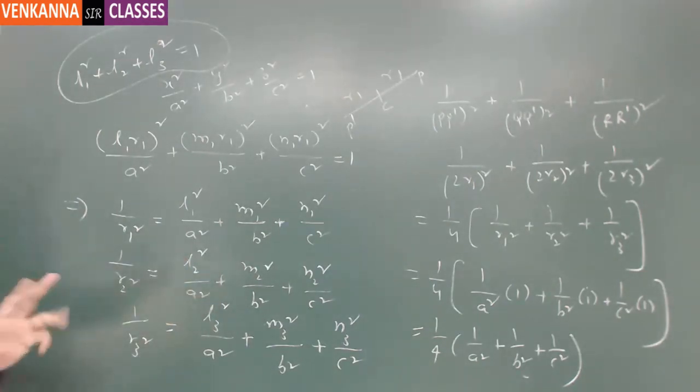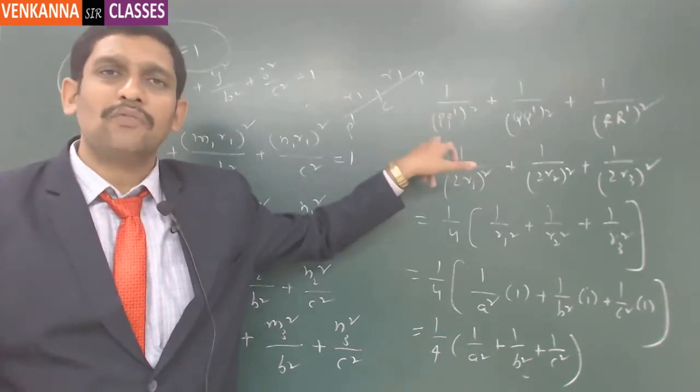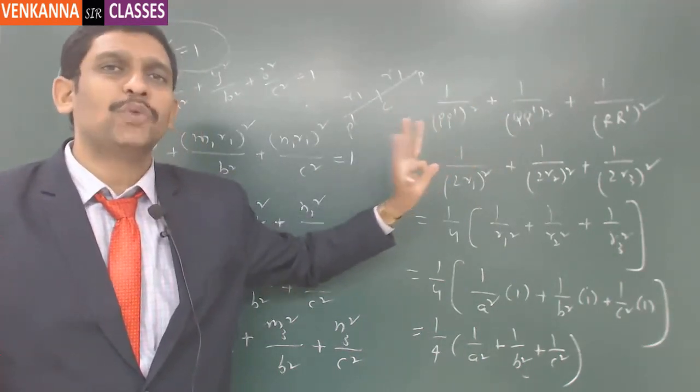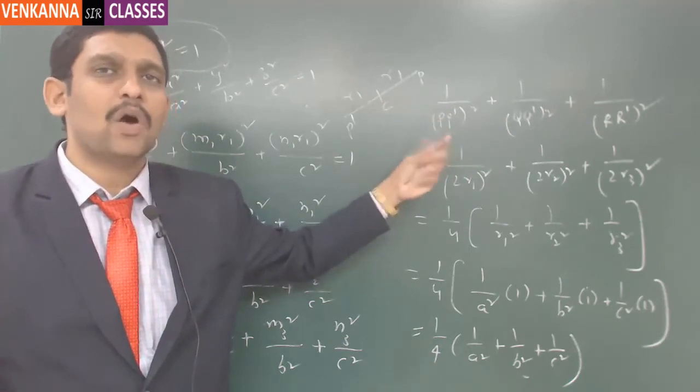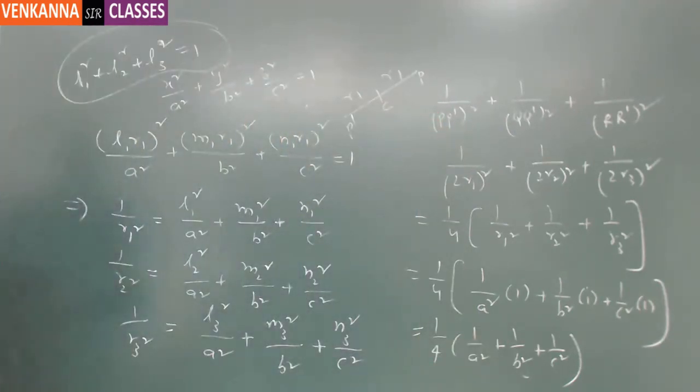So here we have proved that the sum of the squares of the reciprocals of any three mutually perpendicular diameters of an ellipsoid is a constant. This is the problem we have solved. Please check with the approach. Clear or not clear?